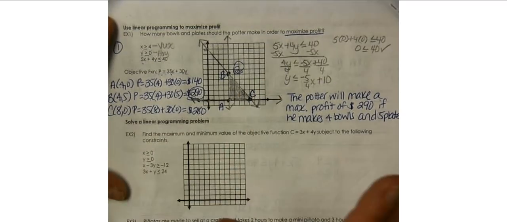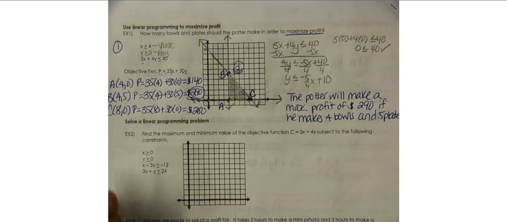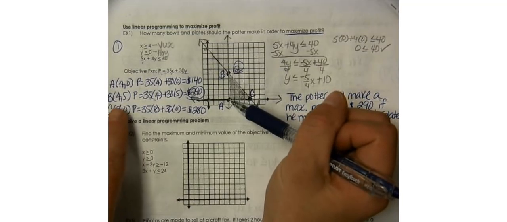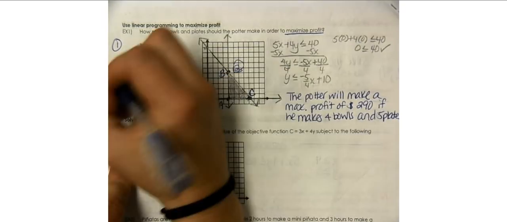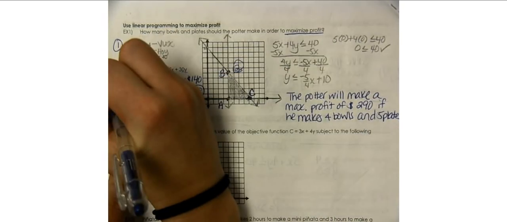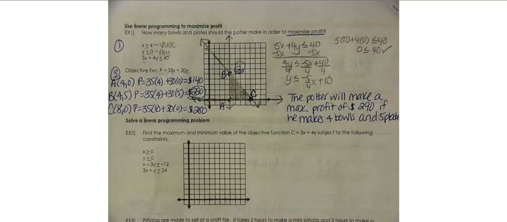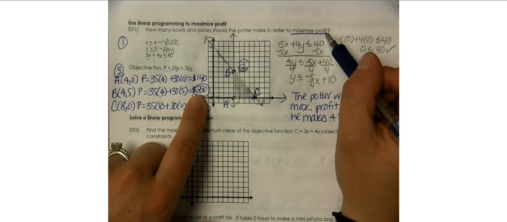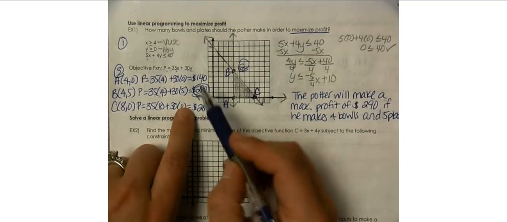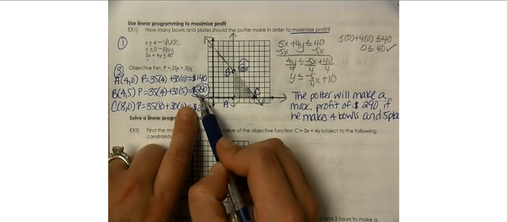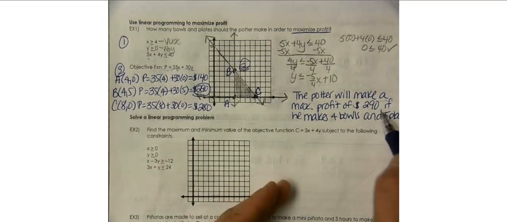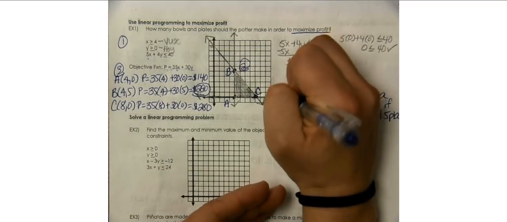Step number 3 is you need to substitute those ordered pairs into your profit function. Then you need to identify your maximum or minimum depending on what the question is asking of you. In this case, we identified the largest number is 290. And then you need to make sense of the problem by writing it in a statement. So this is step number 4. The potter will make a maximum profit of $290 if he makes 4 bowls and 5 plates.